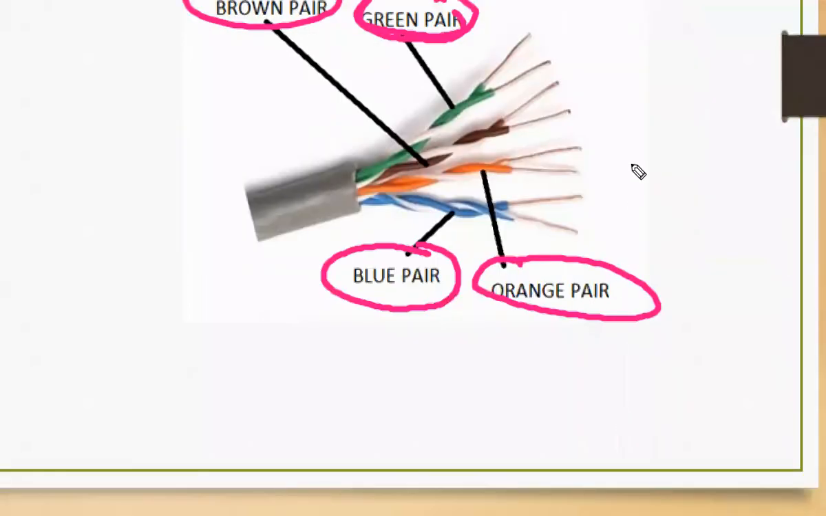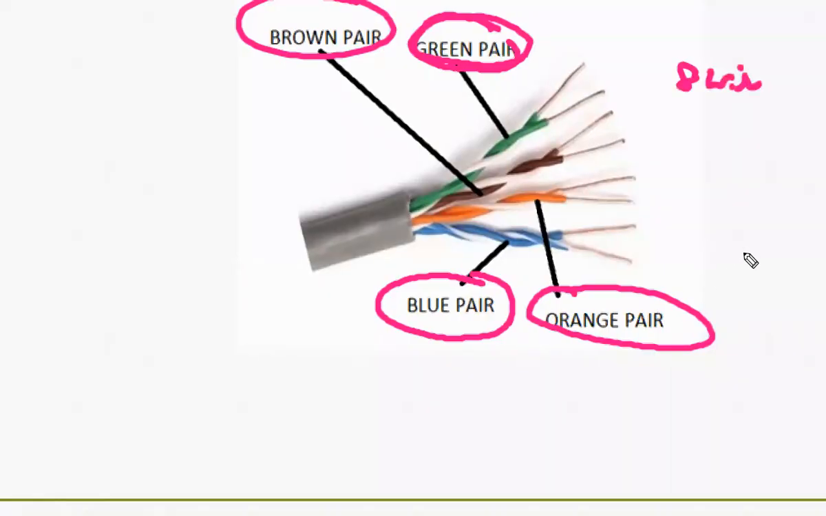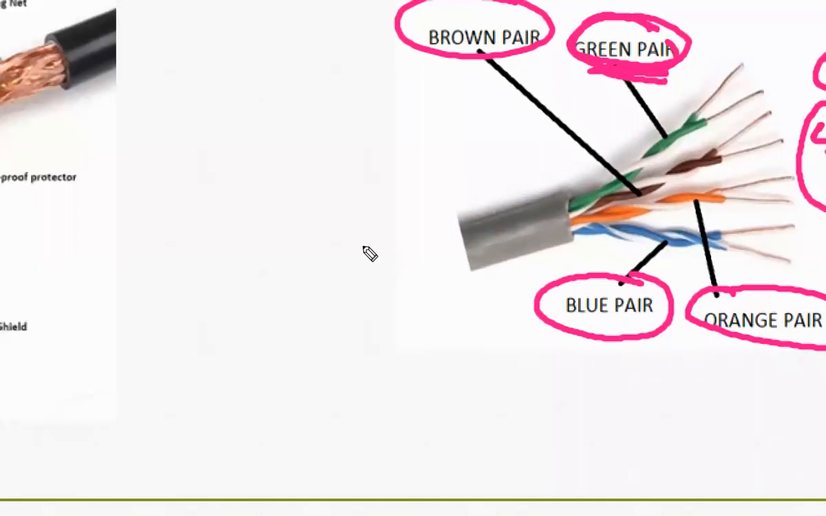Let me tell you again, how many wires are there? A total of 8 wires, or 4 pairs of wires. If you have 4 pairs of wires or 8 wires, we can name all these 8 wires. For the green pair, you have a green wire, and that wire is called green. Along with green, you can see a white wire which is twisted, and that is called white green.